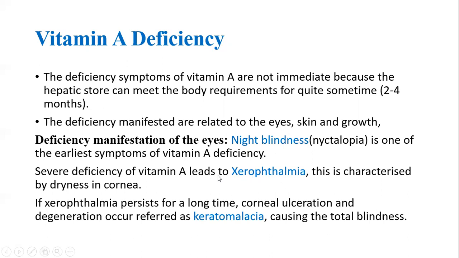In xerophthalmia, the cornea of the eye becomes very dry, and if xerophthalmia persists for a long time it causes corneal ulceration and degeneration, referred to as keratomalacia, which causes total blindness. If a person has the first small symptom of vitamin A deficiency, that is night blindness, and it persists for a long time, it is known as xerophthalmia, and if xerophthalmia persists for a very long time, it causes keratomalacia.